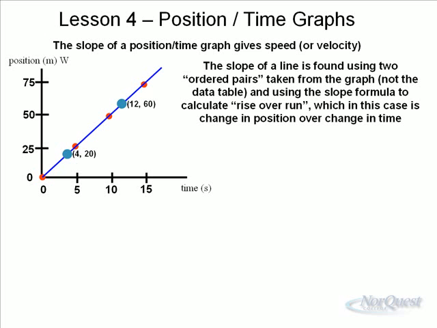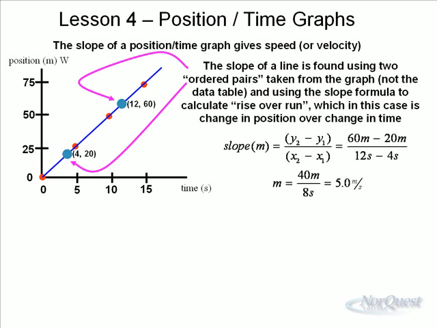And of course, to take the slope, these are the two ordered pairs. To take the slope, you use the slope formula from math, and it's y2 minus y1 over x2 minus x1. The y2 in this case is 60, the y1 is 20, the x2 is 12, and the x1 is 4. Ordered pairs are written in the form x and y, as you can see from the formula. So my m value, or slope, is 60 minus 20, which is 40 meters.